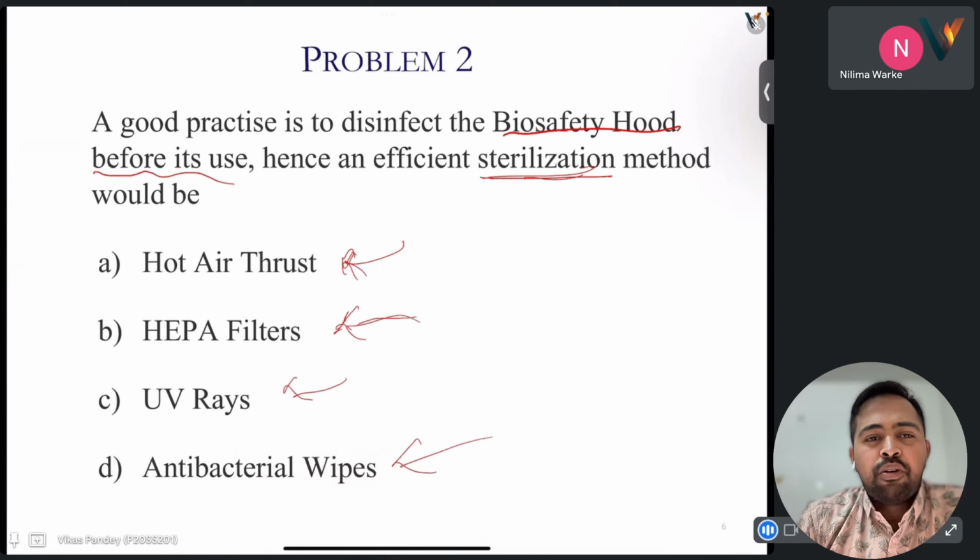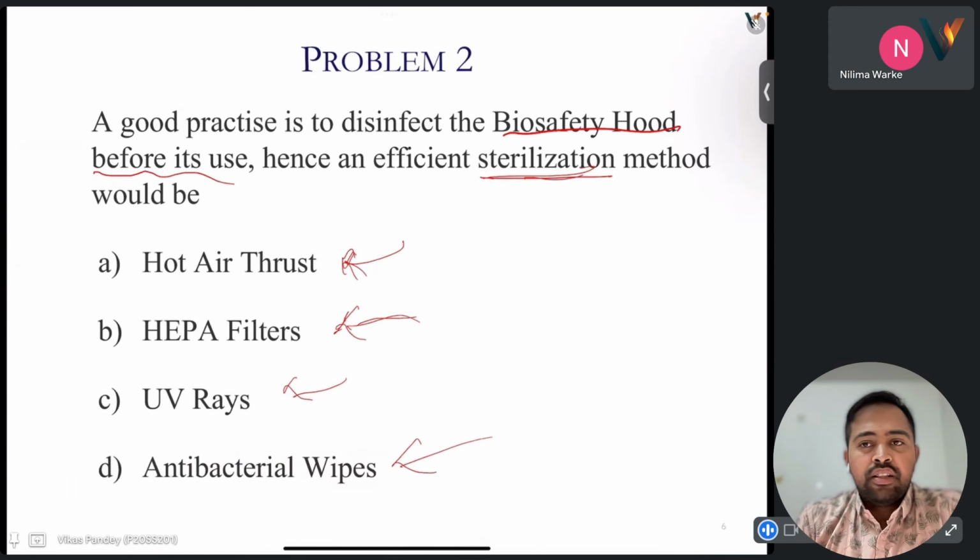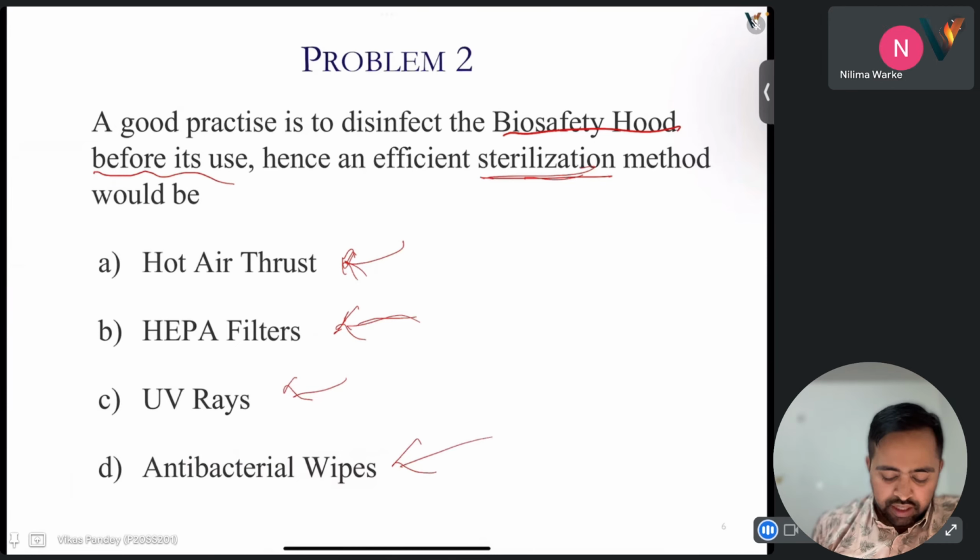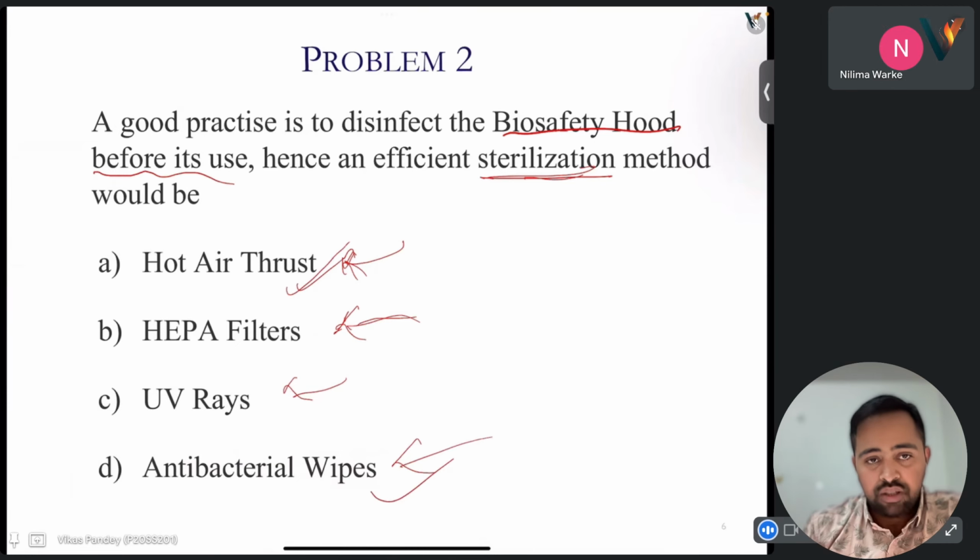And why not hot air thrust? Like, can we flow hot air to sterilize the thing? Yes, you can, but it will not be that effective. The most effective way is using UV rays. In fact, antibacterial wipes and hot air thrust will also work, but they will not be as effective as UV rays. UV has better reach and it will be easier for us.